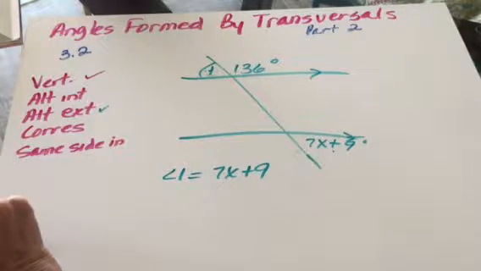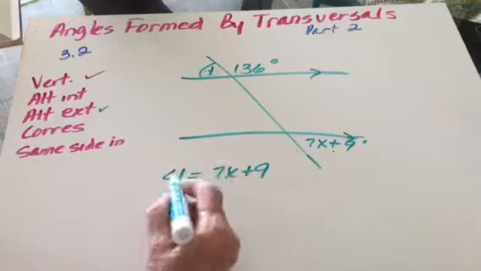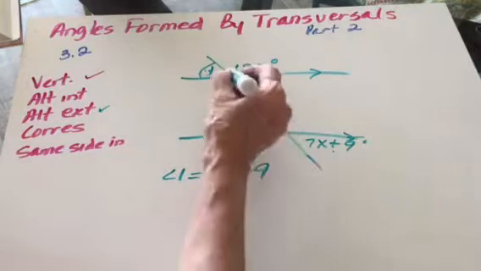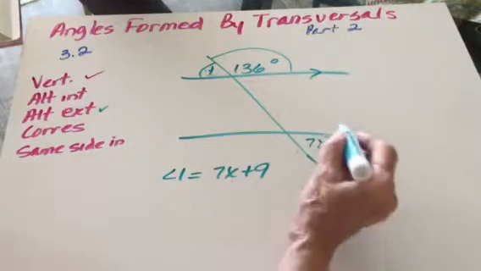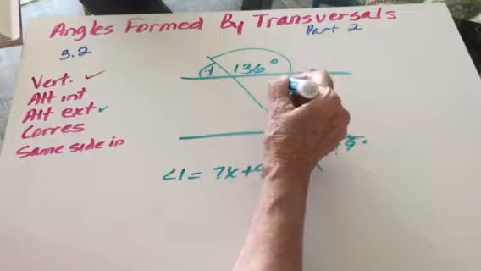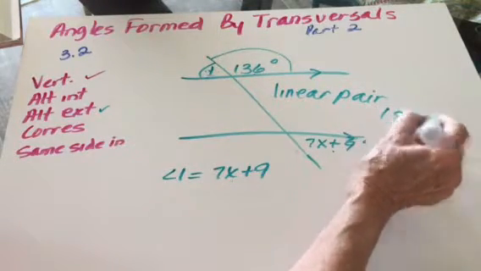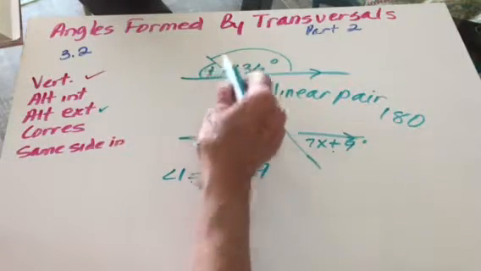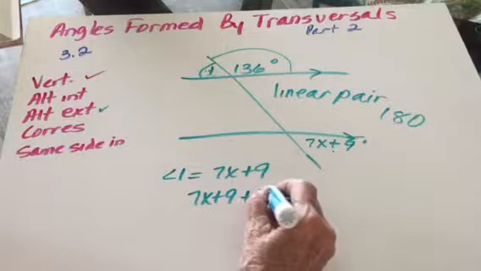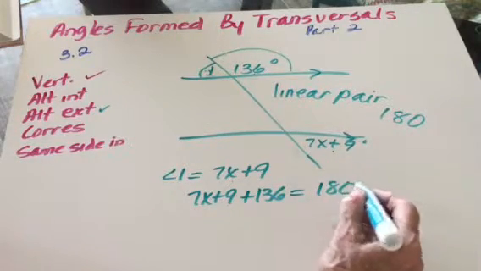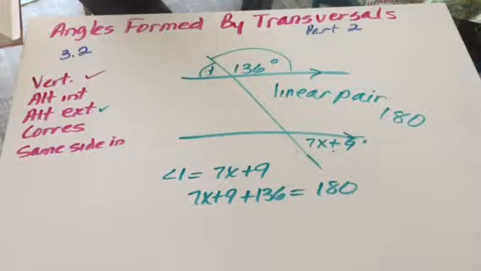Well, how's that going to help us? Now what do we have to know? We're trying to figure out what x is, right? Well, if angle 1 is 7x plus 9, what do I have here? Angle 1 and angle 136. What do I have there? Do you see how this and this become a linear pair? How many degrees is that? 180. So that plus that is 180. So why can't I say this? 7x plus 9 plus 136 equals 180. Do you see what I did? I substituted 7x plus 9 for angle 1.